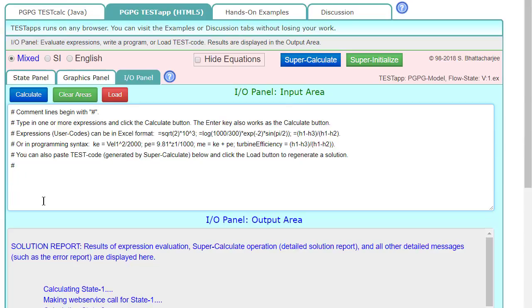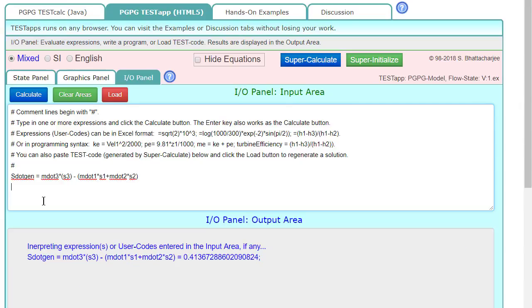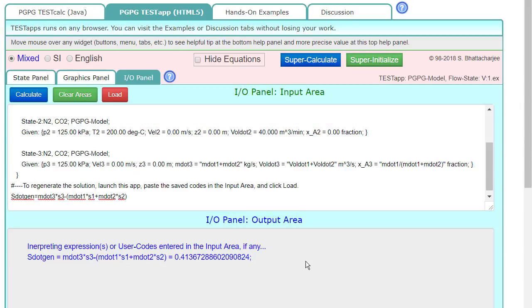So s.gen is going to equal the final entropy, which is m.3 times S3, minus the initial, which is going to be m.1 times S1 plus m.2 times S2. So for s.gen, we get about 0.41 kilowatts per Kelvin.